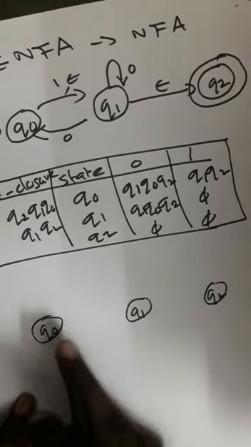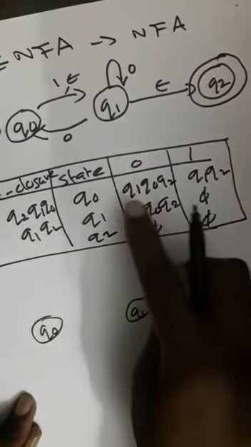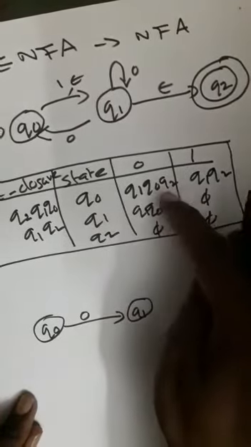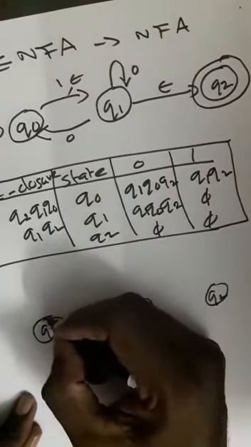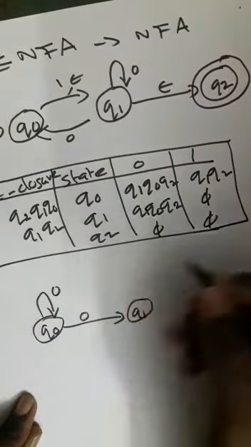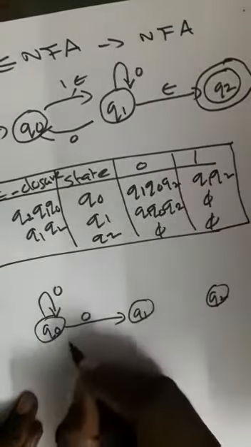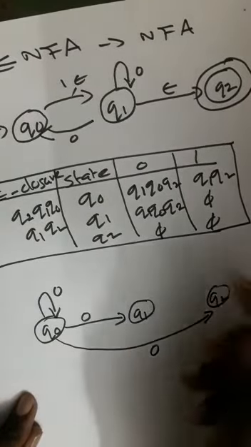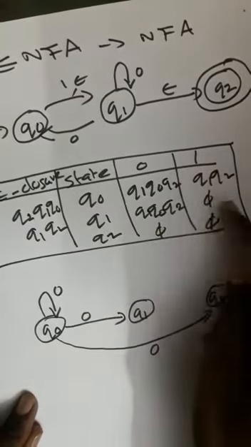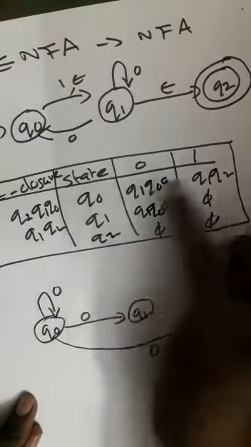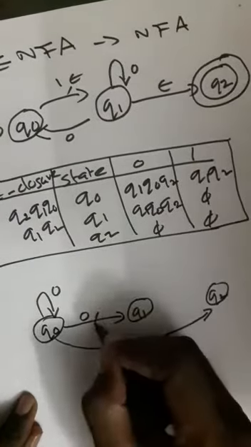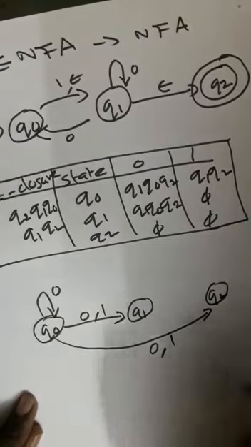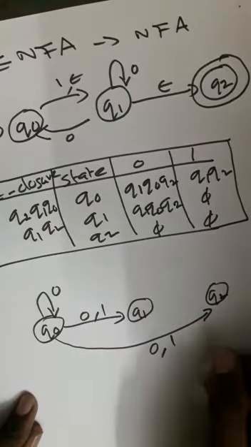Now Q0 on 0, we transfer to Q1. Q0 on 0 transfer to Q0. Q0 on 0 to Q2. Now Q0 on 1 transfer to Q1. Q0 on 1 transfer to Q2.